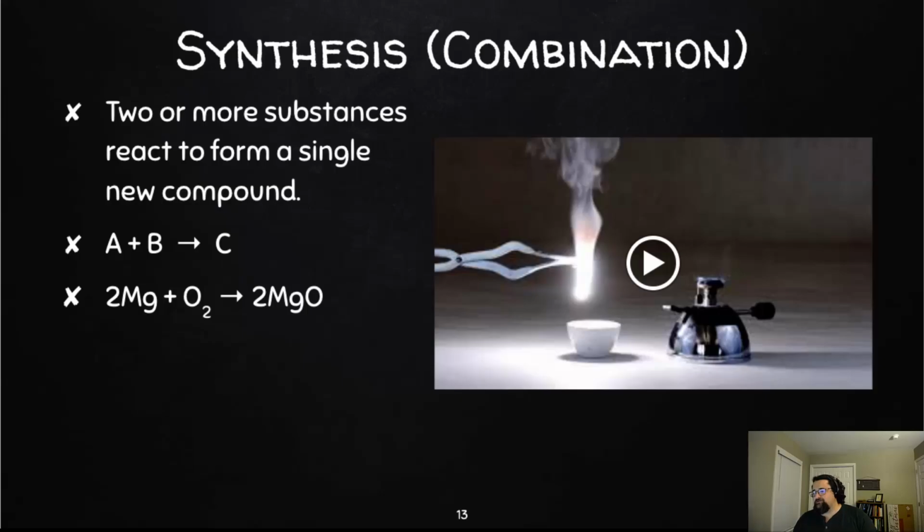So the easy way to figure this out is that on the left-hand side, you're going to see where there are two distinct elements or two compounds. And when they are reacted, they're going to form one single product. And our example would be magnesium and oxygen making magnesium oxide.